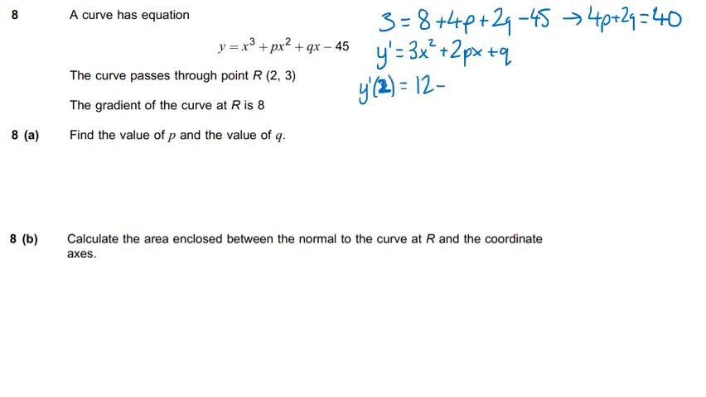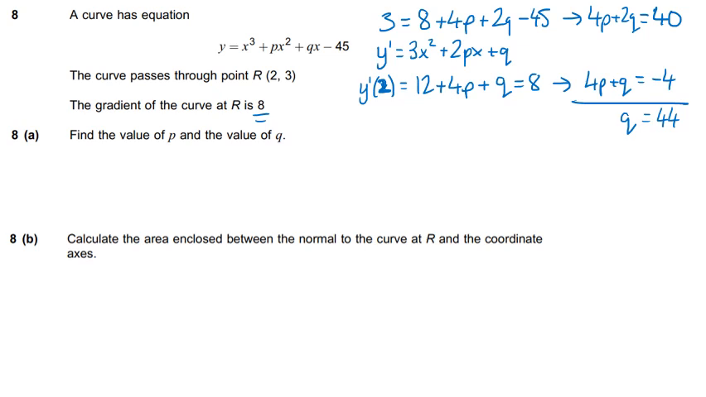So we get 12 plus 4p plus q, and we're told that evaluates to give 8. So if we rearrange that one, we've got 4p plus q is equal to 8 minus 12, which is minus 4. Okay, just simultaneous equations here then. So subtract one from the other. 4p minus 4p is 0, 2q minus q is q, 40 minus minus 4 is 44.